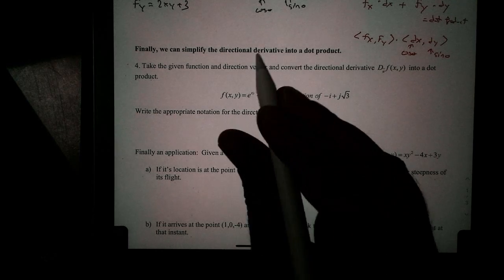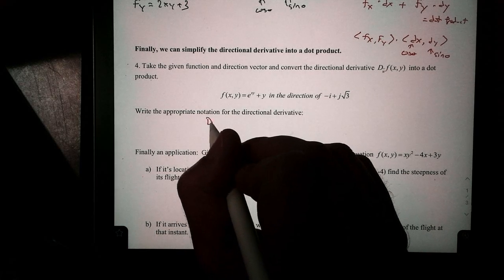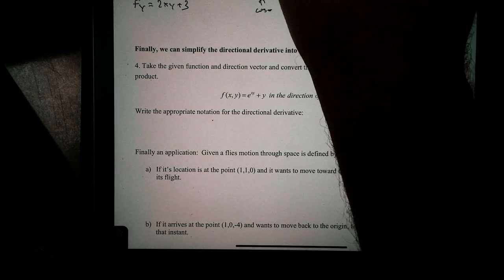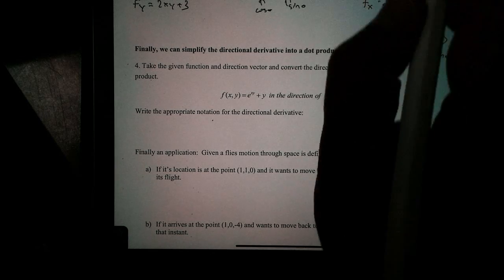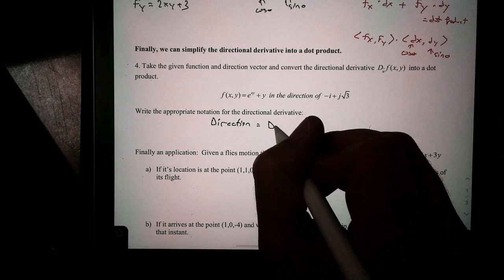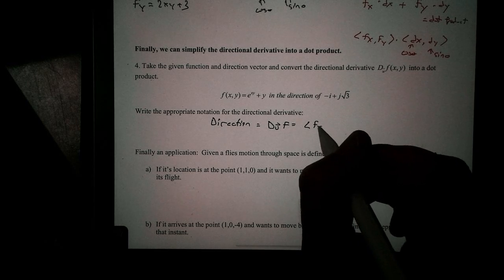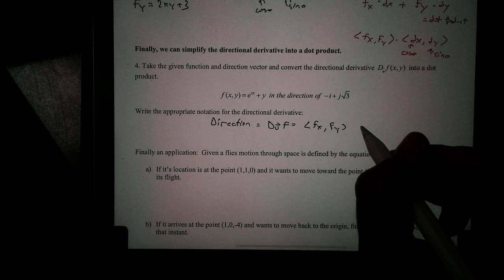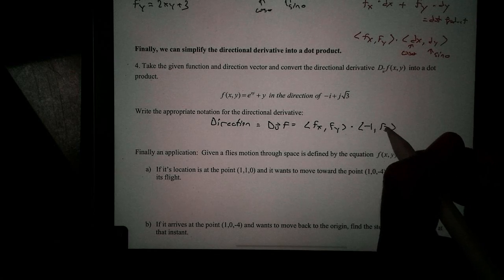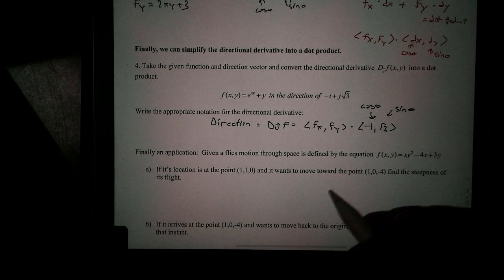So if I were to rewrite this, write the appropriate notation, we would say that our direction vector, or Duffman, would be the partial with respect to x, the partial with respect to y, dotted with this -1, root 3. Again, there's my cosine theta, there's my sine theta.